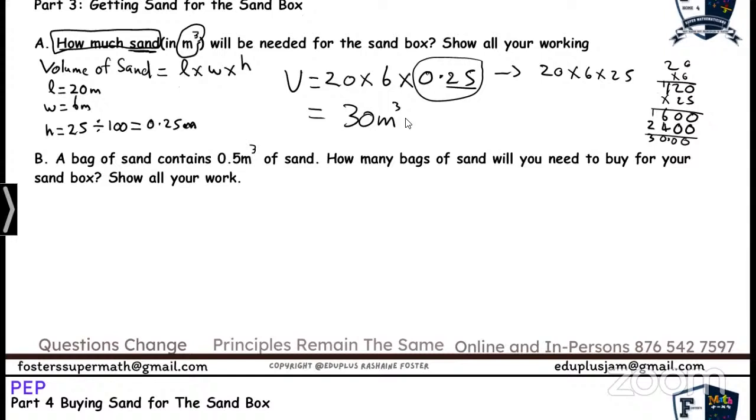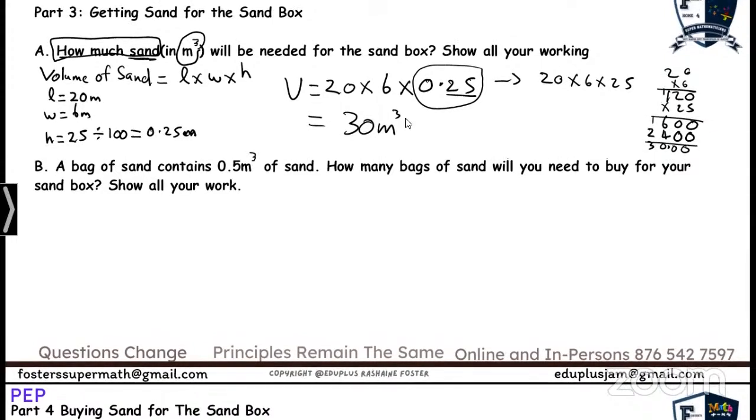All right. Next, part B. I am giving you 1 minute to figure that out as well, so I am not saying anything. It says a bag of sand contains 0.5 cubic meters of sand. How many bags of sand will you need to buy for your sandbox? Show all your working. Again, I'm giving you a minute to try to determine that on your own.